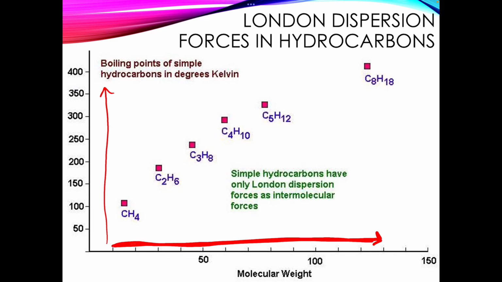As we increase the molar mass, that means we are going to have more electrons. And if we have more electrons, that means it's going to be more polarizable, right? And it's going to have greater London dispersion forces. So if it has greater London dispersion forces, that means it is going to have a greater boiling point.